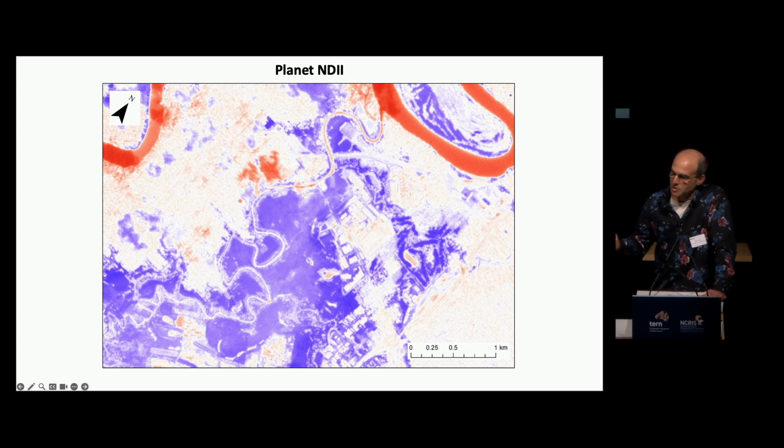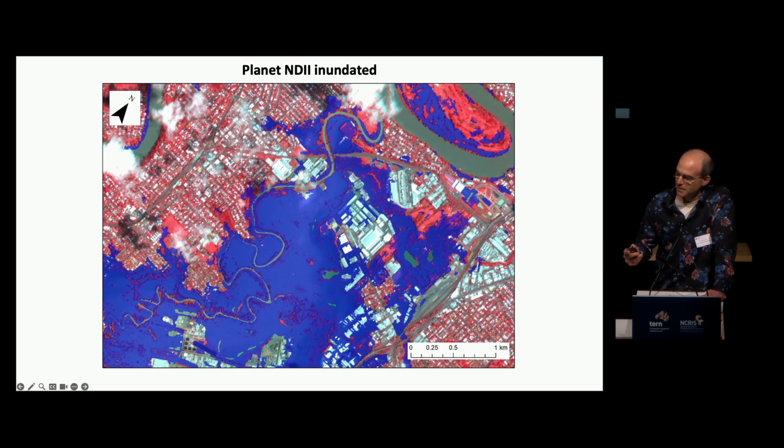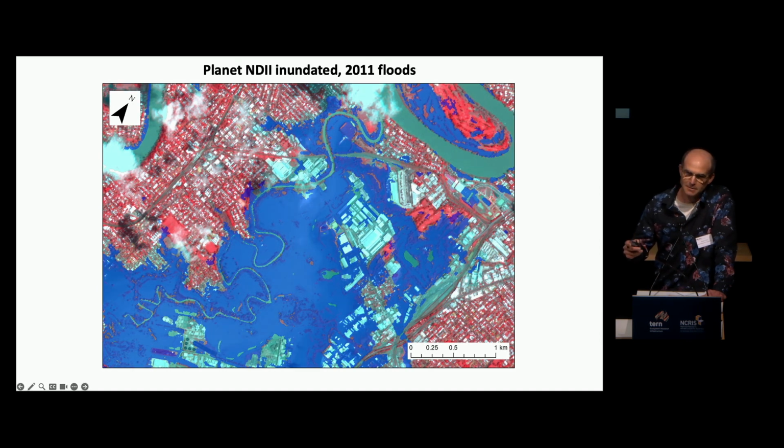So using a simple threshold, we can map, of course, the extent. This was a bit smaller than the extent of the 2011 flood, which we can see in this cyan. And we were able to produce such a map, this is after refining, after just 3 days from the flood event itself.